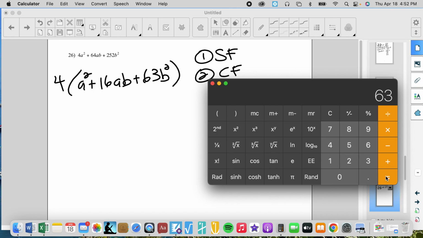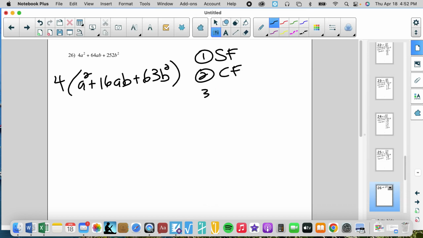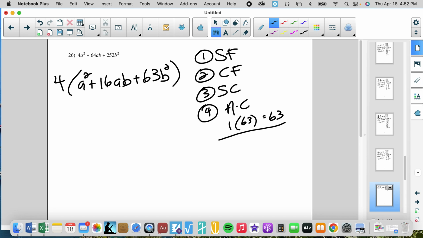2552 divided by 4, 63. Good. Special case? No, close. A times c. A is at least 1. C is 63. So we have 1 and 63, 2, no, 3 and 21, 7 and 9. Signs are the same. Both are positive to make 16.